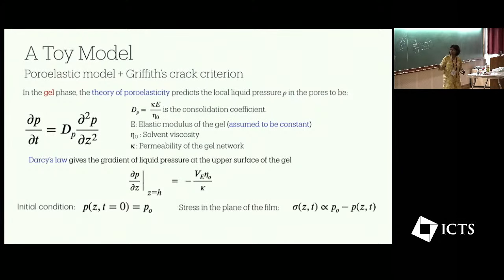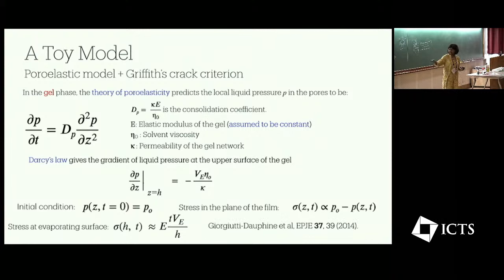Then we put the initial conditions. We say that the stress is proportional to pressure, and then we can calculate the stress at the evaporating surface. H is the thickness of the sample, and by solving this, we see that the stress is proportional to the elasticity of the material, proportional to the time at which you are measuring the stress, proportional to the rate of evaporation, and inversely proportional to the thickness of the layer.